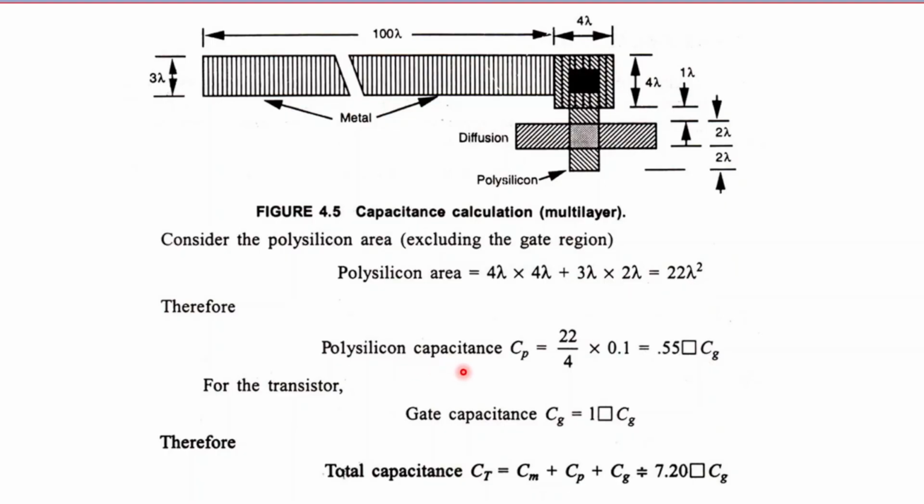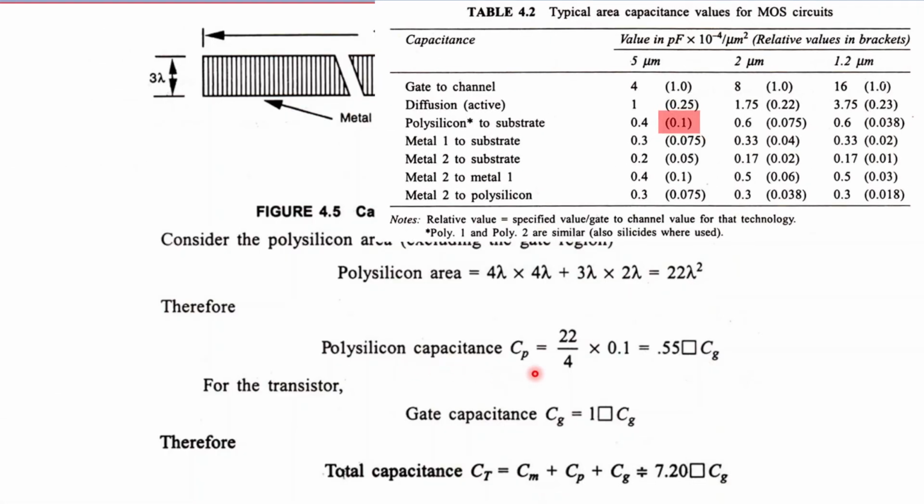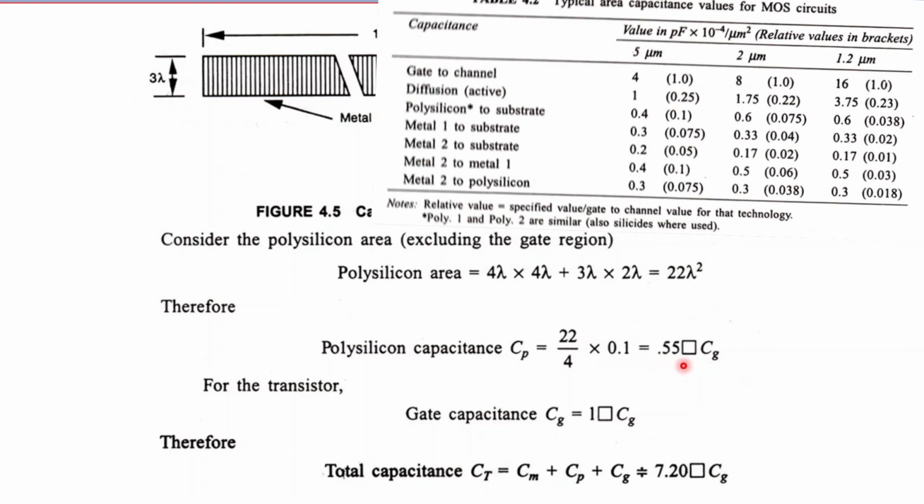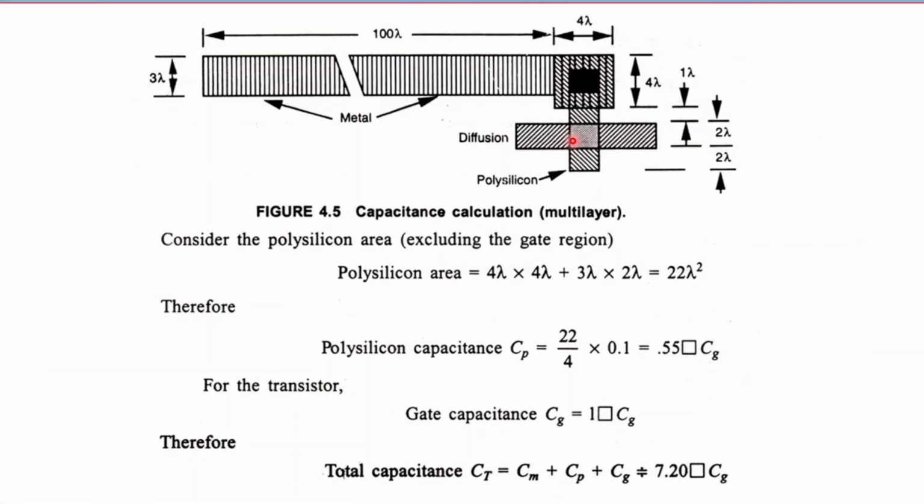And the capacitance for polysilicon is Cp, which is 22 by 4 multiplied by 0.1 from the table, which is 0.55 square Cg. For the transistor, this means this gate capacitance is 1 square Cg. So the total capacitance, metal capacitance plus polysilicon capacitance plus gate capacitance, is 7.20 square Cg.